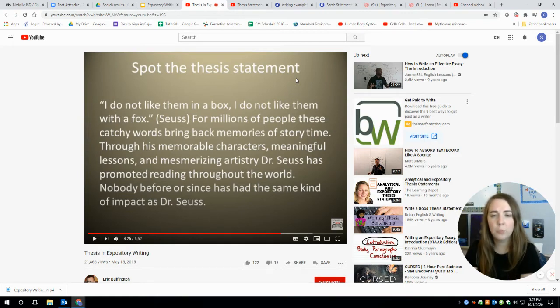So we're looking for a sentence there that has a claim and has multiple reasons. Nobody before or since has had the same kind of impact as Dr. Seuss is a strong claim, but there's no reasons.